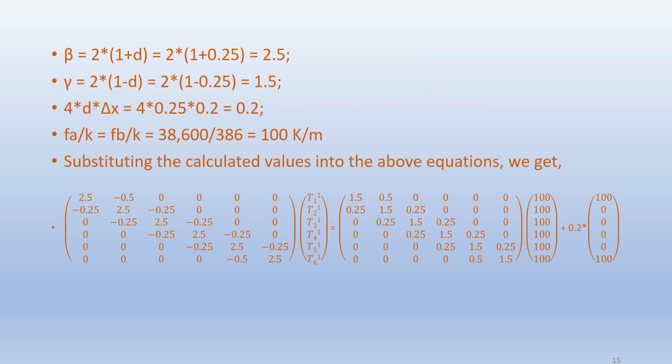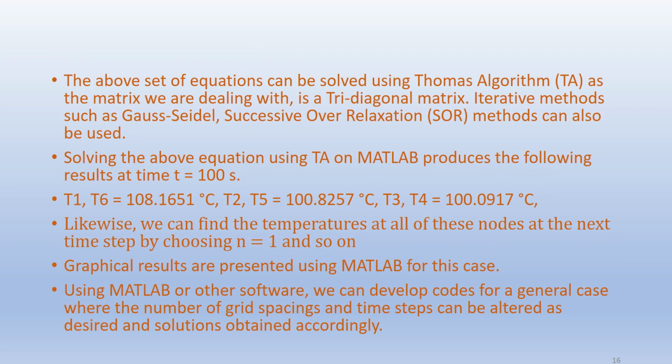Substituting the values for d and obtaining beta and gamma and the other factor 4 times d times delta x and fa over k and fb over k, we can arrive at the following matrix form. The above set of equations can be solved using Thomas algorithm as we did before.